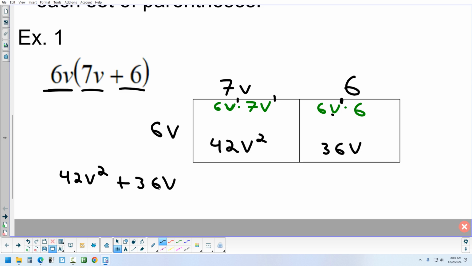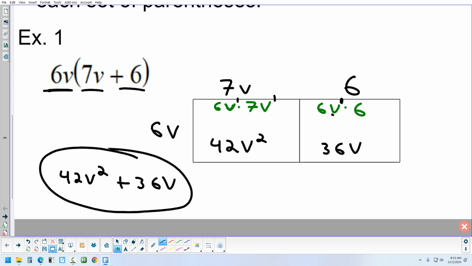Select? No. No, they can't because this is a v to the second, that's a v to the first. So when you're adding, they have to be the same, and they're not. And that's it. That's how you multiply those together. Okay, so that's multiplying a single term and a two-term.